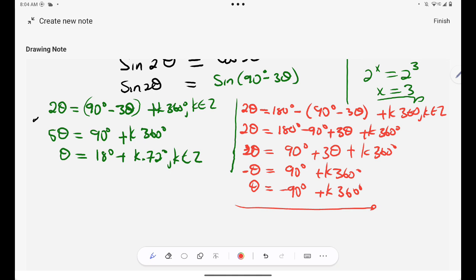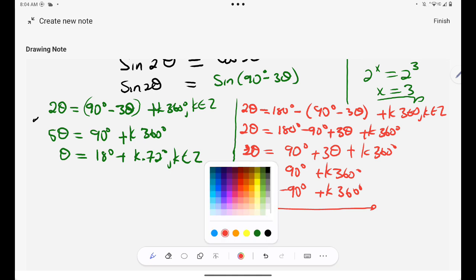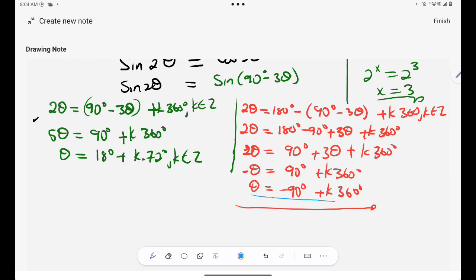Are you together? For the period, it's not necessary for me to change the sign. I can just leave it like this. So this is my general solution. My answers are this and that. Does it make sense, guys?